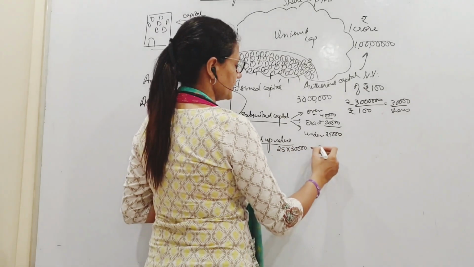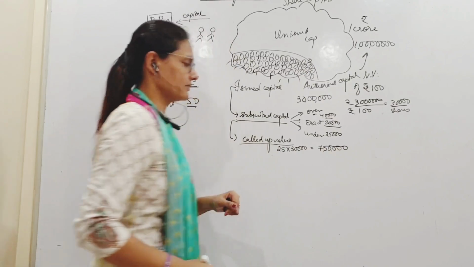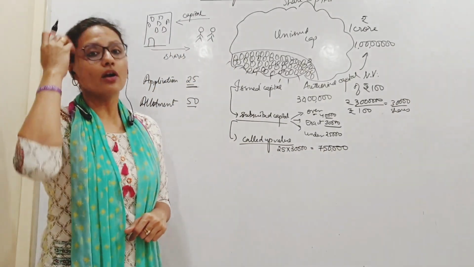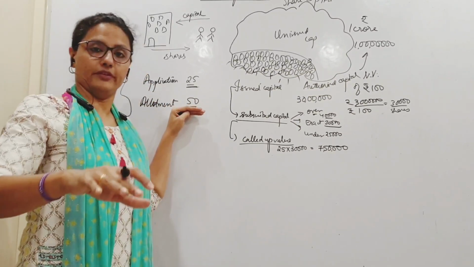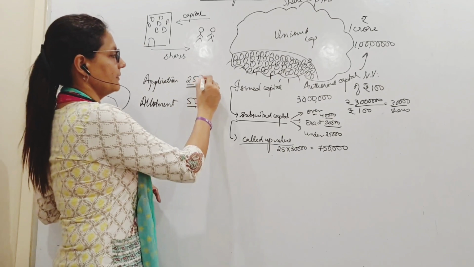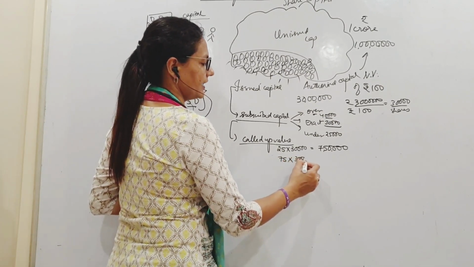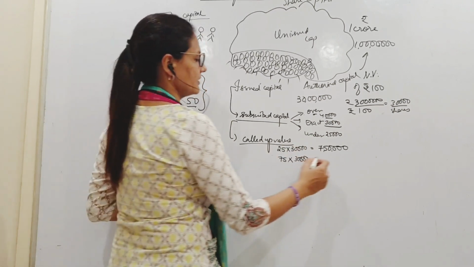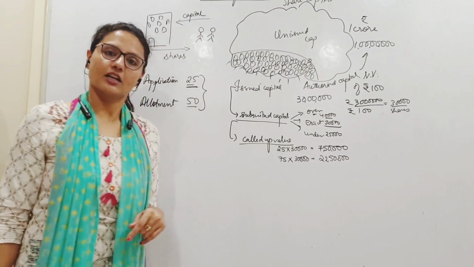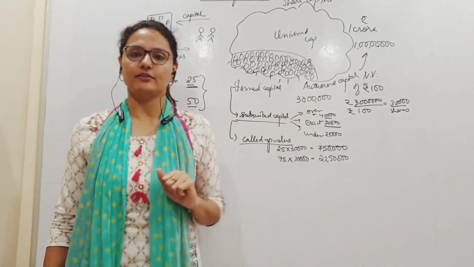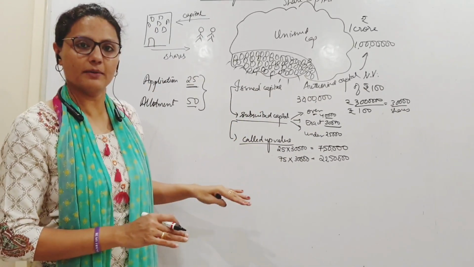Correct? तो ये कितना हो गया? 7,50,000. Okay? This was the called up value at this stage. When the company asked you to pay another 50 rupees, total called up value became how much? 75. Here it is 75 rupees and how many shares? 30,000 shares. So this is 22,50,000. Alright? This is the called up value. Clear? Authorized, issued, subscribed, called up.